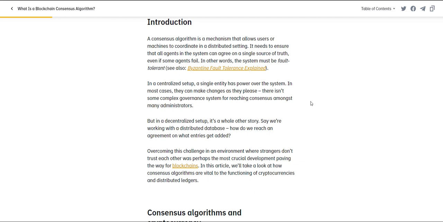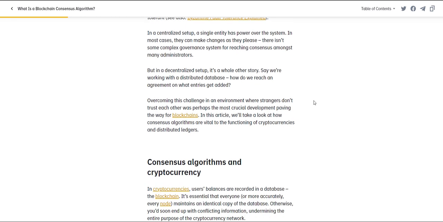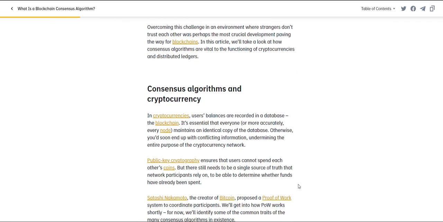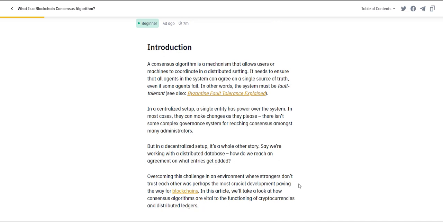In a centralized setup, a single entity has power over the system. In most cases, they can make changes as they please. There isn't some complex governance system for reaching consensus amongst many administrators, but in a decentralized setup, it's a whole other story. Say we're working with a distributed database. How do we reach an agreement on what entries get added? Overcoming this challenge in an environment where strangers don't trust each other was perhaps the most crucial development, paving the way for blockchains. In this article, we'll take a look at how consensus algorithms are vital to the functioning of cryptocurrencies as distributed ledgers. Okay, now we're going to go over this in a later video.